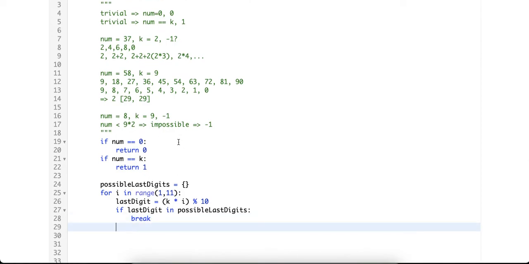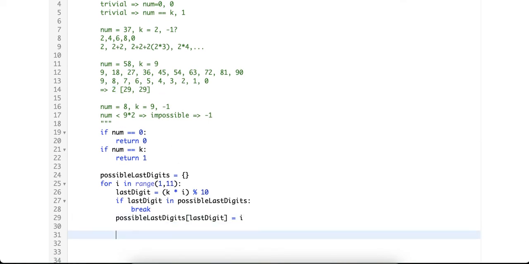And then after that, if last digit is in possible last digits, we break. Otherwise, we make the entry here. And what is the value here? The value here will be the i. Why the i? Because that will be the answer, right?